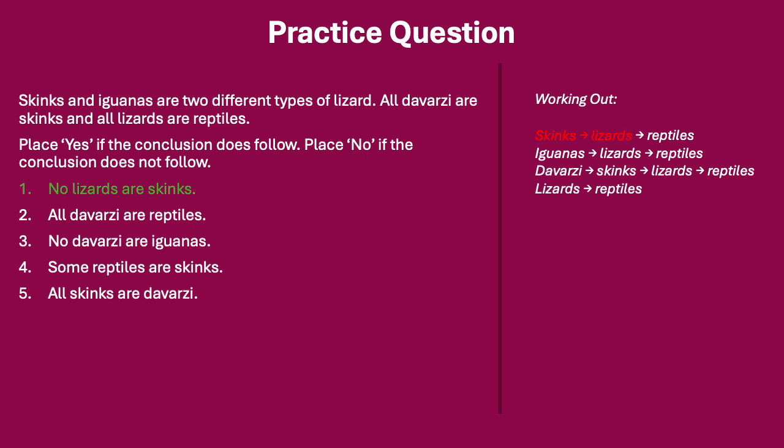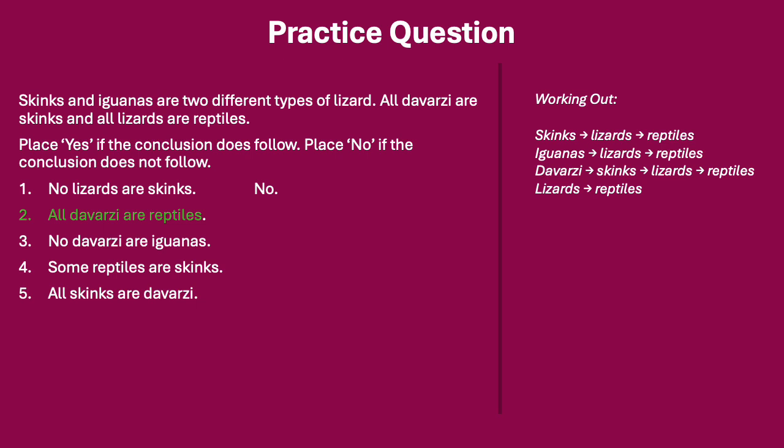So if we look at that first term, it tells us that skinks are lizards. All skinks are lizards, in fact. Remembering the arrows going backward and forward, that implies that some lizards are skinks. So that doesn't agree with this first term, which says that no lizards are skinks. So that's a no.